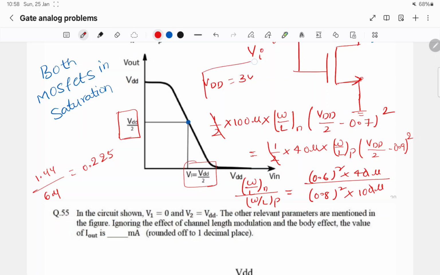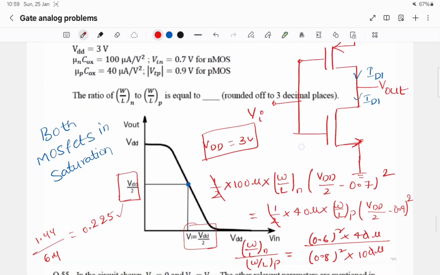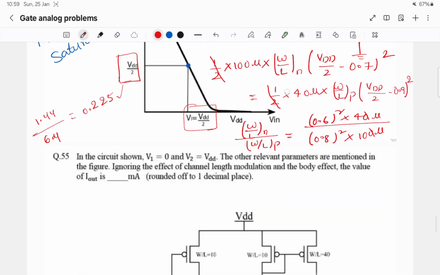Given VDD as 3 volts, VDD by 2 will be 1.5 volts, and VDD by 2 minus 0.9 is 0.8 volts. What I have done is I have brought this to this side, W/L of N by W/L of P. It will be 0.6 square into 40 micro by 0.8 square into 100 micro. If you solve, you will get 0.225 as the answer. So the ratio of W/L of N to W/L of P is 0.225.